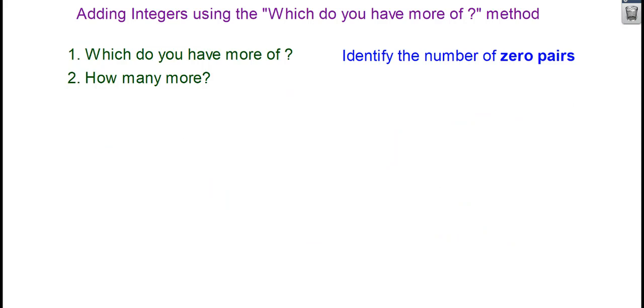For these next 3, the numbers are small enough that if you want to draw the positive and negative signs, you can, or if you want to use the which do you have more of, how many more method, you can do that. So do whatever's comfortable for you to get the right answer. I'm going to split it up in my explanations of them.